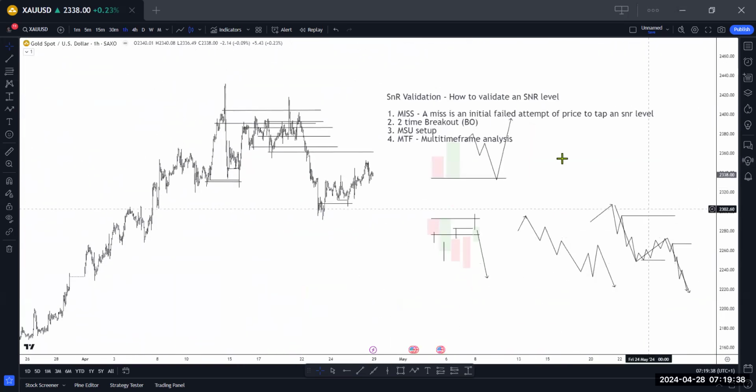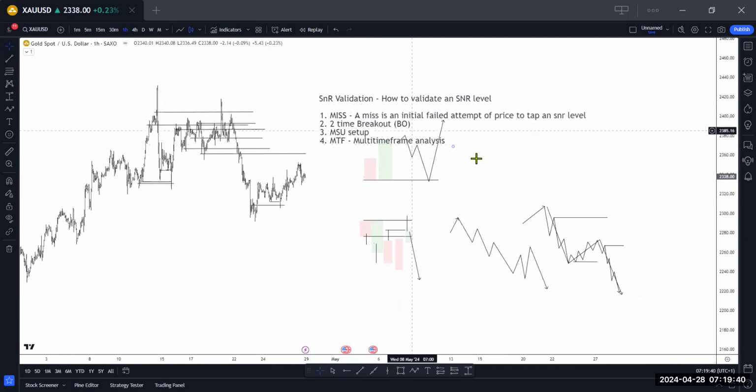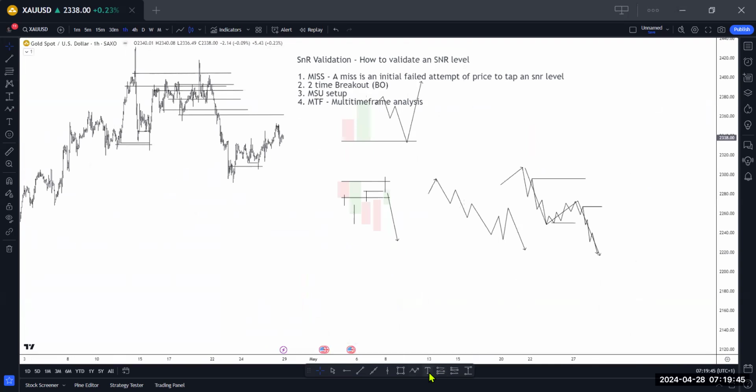Right? So the next idea, the next way to validate an SNR level, is number two: when you get two breakouts on a time frame below, or on two time frames below. So what does this mean?